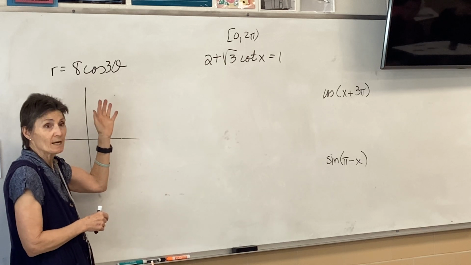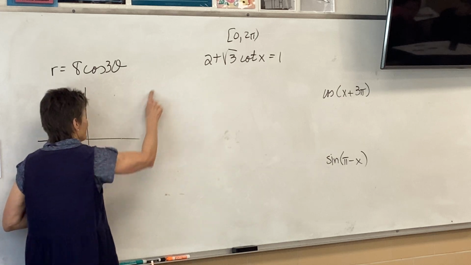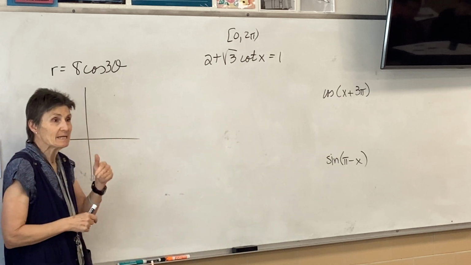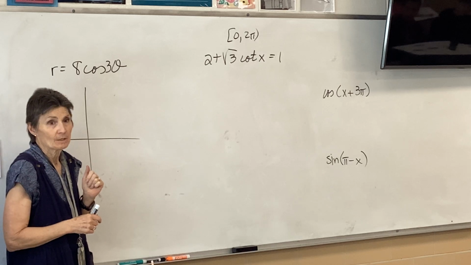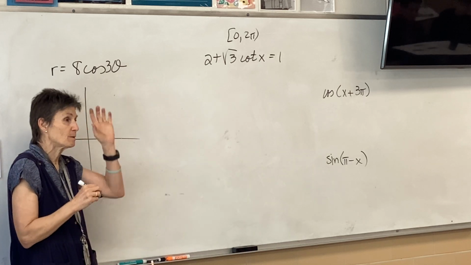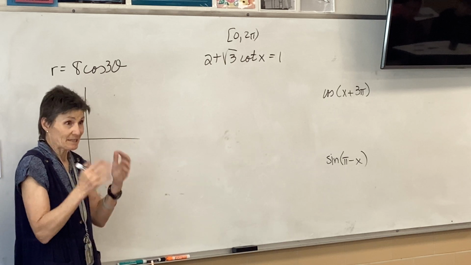This is a rose. And so the points that are furthest from the pole will be the ends of the leaves, right? Wherever the leaves are. How many leaves does this one have? 3. So there's going to be 3 points that are furthest from the pole, and they're going to be the ends of those leaves. Now, let's start at 0.